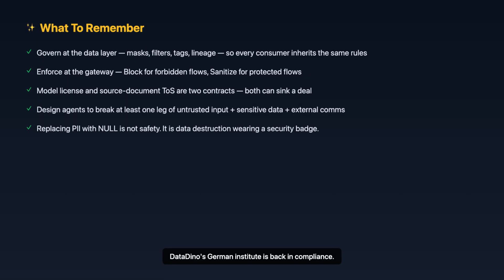DataDino's German institute is back in compliance. The journal's 6-figure renewal closed, not because someone fixed the prompt, but because someone tagged a column at ingest. So here are the 5 rules that made it happen. Govern at the data layer, so every consumer inherits the same rules. Enforce at the gateway with block for forbidden flows and sanitize for protected flows. Treat the model license and the source document terms of service as 2 separate contracts. Design every agent to break at least one leg of the trifecta, and remember that null is not safety. Now let's see how well that landed with a quick 5-question quiz.